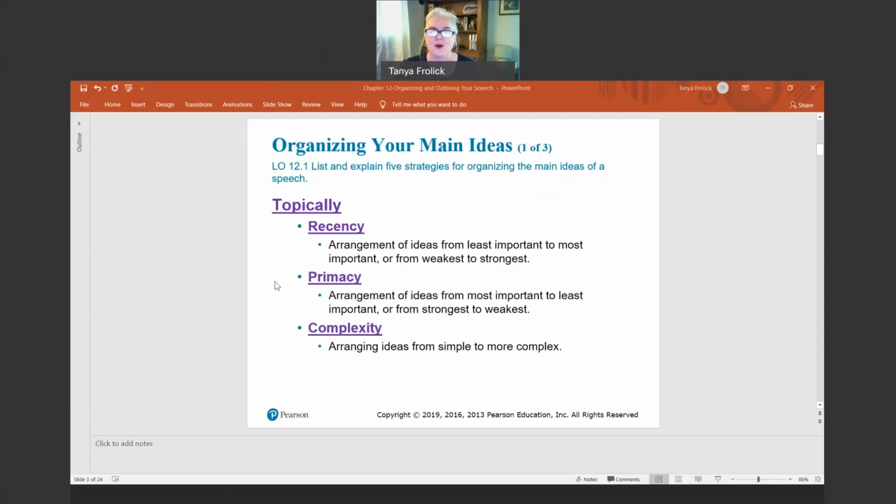Okay, we're going to talk about organizing your main ideas. Because I told you to come up with 3 different concept symbols to discuss, that's probably going to be topically organized. And topically means by topic. Which one goes first, second or third? Well, there are different schools of thought here, and it has to do completely with your choice.